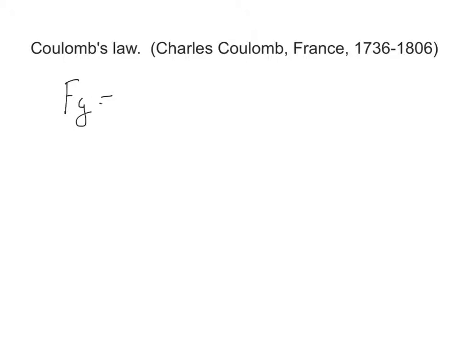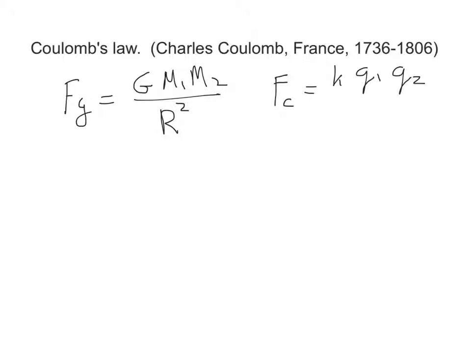Newton's law of gravitation looks like this. The force of gravity is equal to G times m1 m2 over r squared, where G is the universal gravitational constant, m1 and m2 are two masses, and r is the distance between them. Coulomb's law looks like this. We can call it F Coulomb if we want, usually just F. It's k Q1 Q2 over r squared, where again k is a constant, Q1 and Q2 are the two charges, and r is the distance between the two objects.